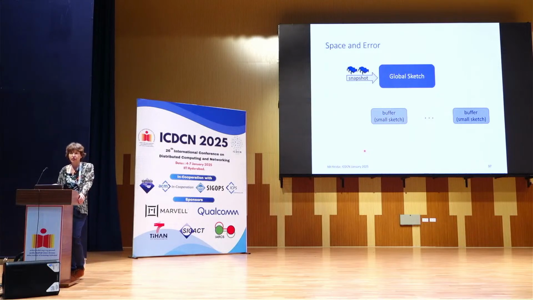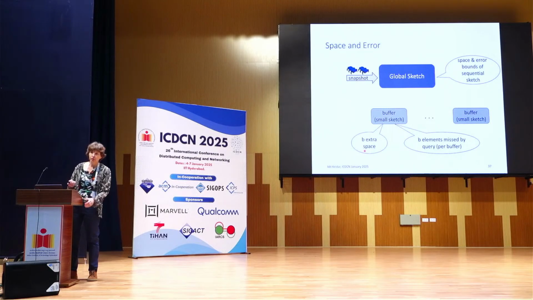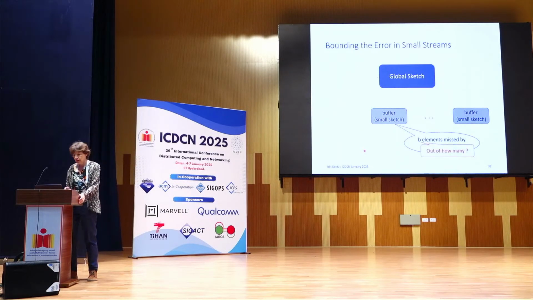So that's the optimization. How did we affect the space and the error of the global sketch? In terms of space, we added some extra space in the buffers. And now how do we influence the error? What is the impact here on the error of the sketch? I think it's pretty easy to see that we are undercounting, because the global sketch sees a subset of the stream, and so it's undercounting.